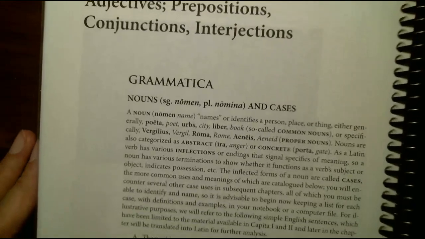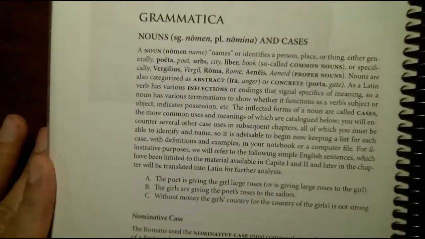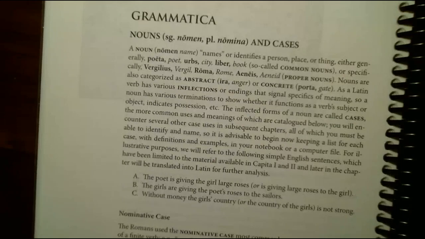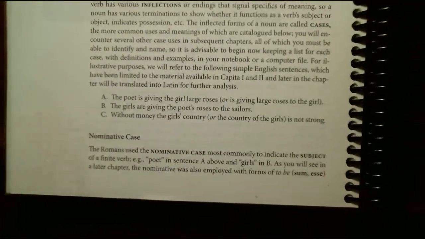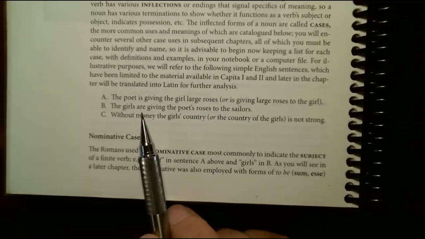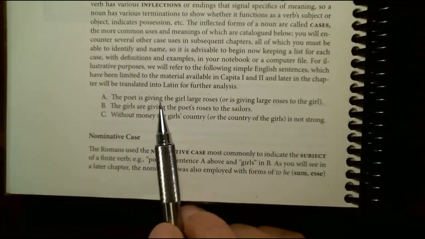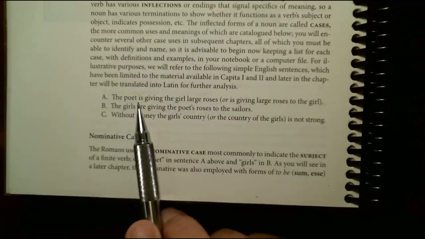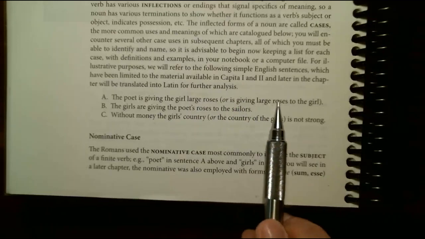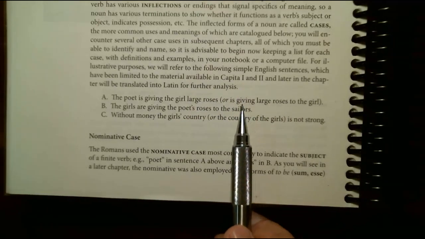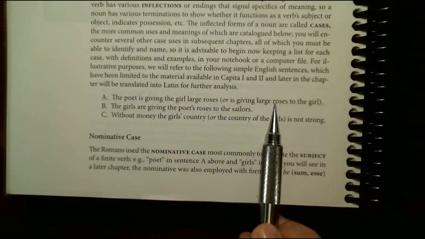So in English, we have parts of speech. We have, for example, the subject and the direct object. Now in English, that is determined by word order. So let's look at the example they give us here. Let us use sample number A. The poet is giving the girl large roses. I like this wording better: the poet is giving large roses to the girl.